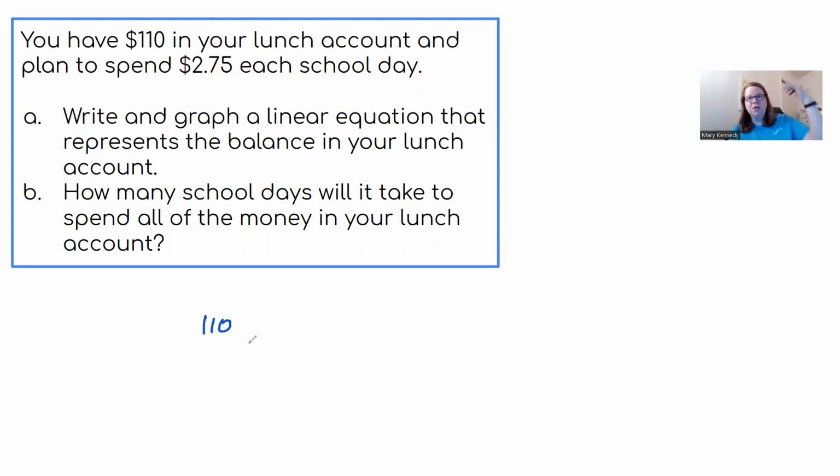So you're losing that money or you're subtracting that money. So you're subtracting $2.75 every school day. And so every school day is going to be our X value. So this is however many school days we have been to school after we had that $110 put into the account, then that's the value for X. And the Y value is how much money we have.